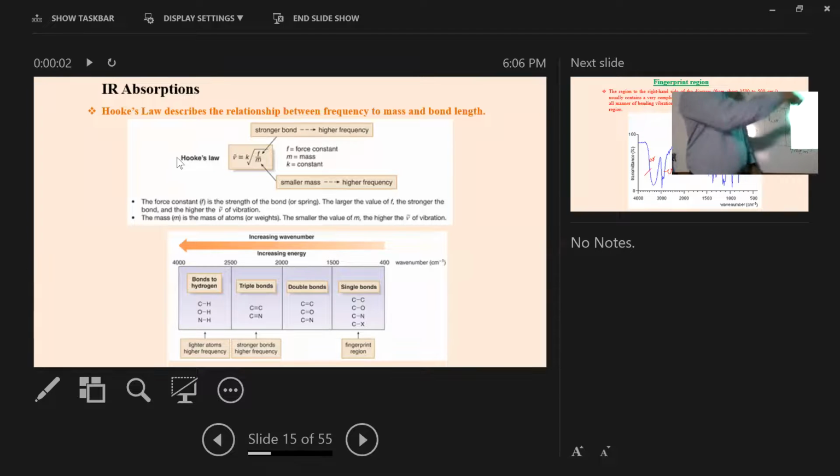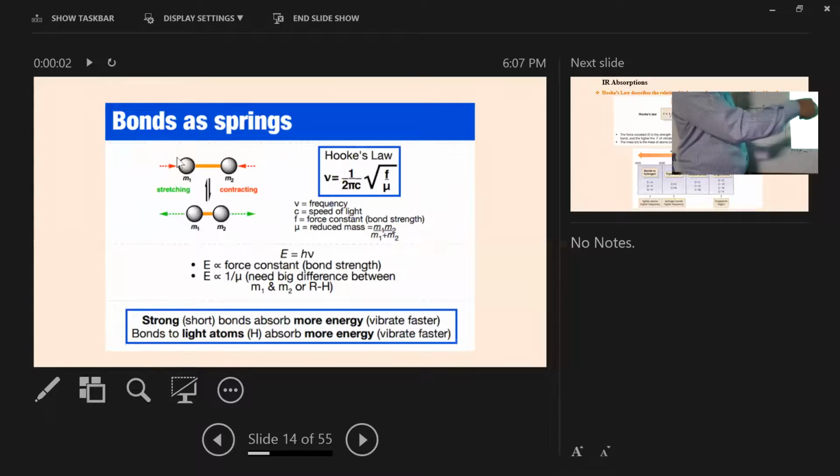That means actually this comes from this equation, mu equal 1 by 2 pi c square root of F divided by micro. So this is what we call the reduced mass. Are you familiar with the word reduced mass?